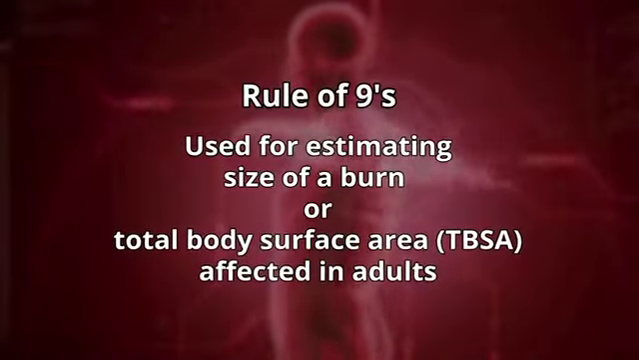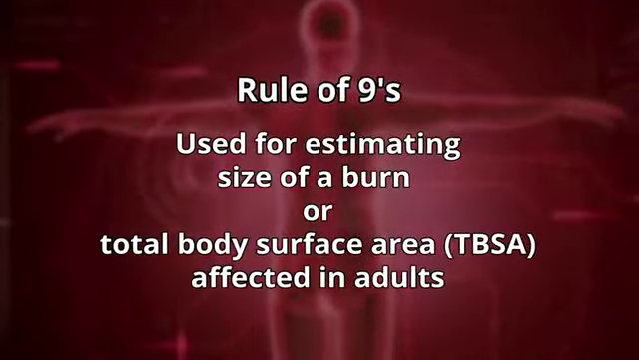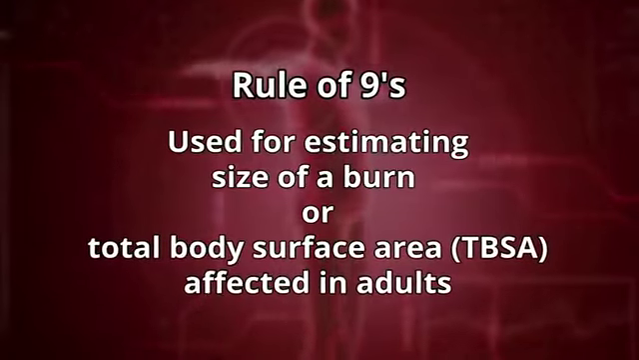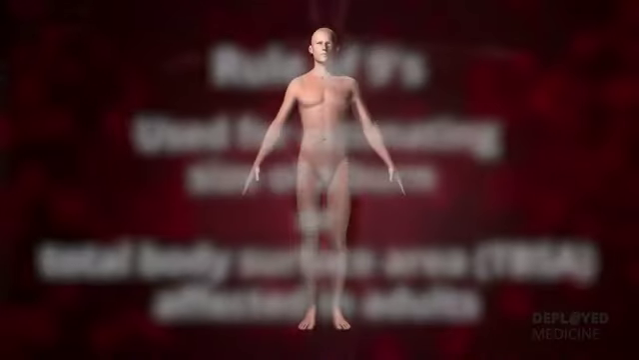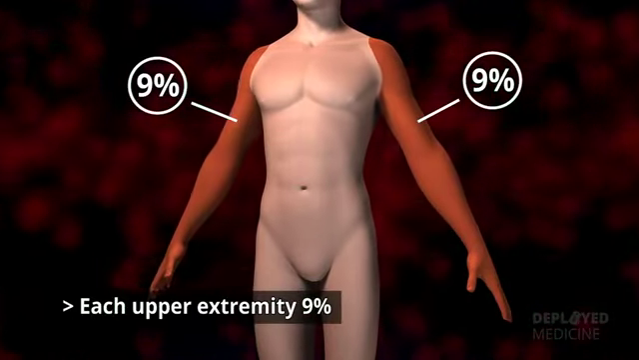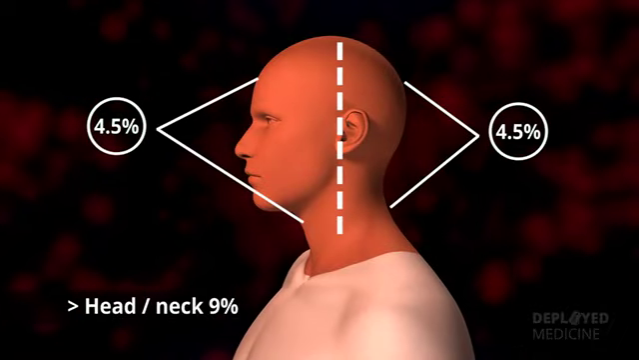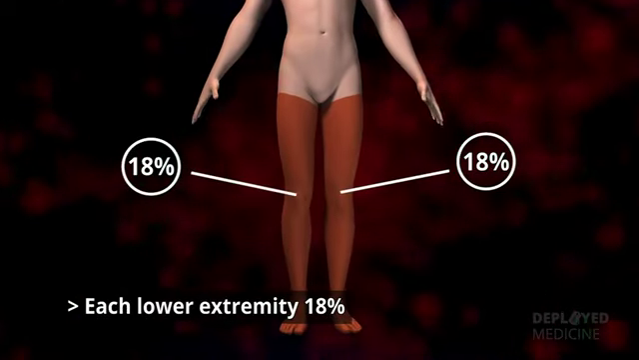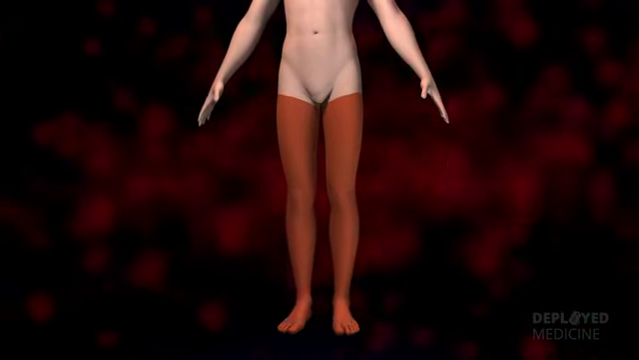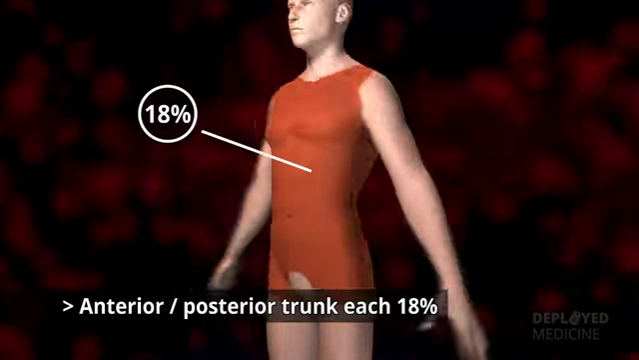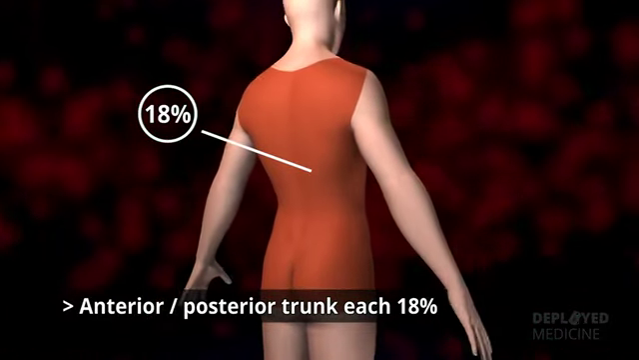The rule of nines is used for estimating the size of a burn or total body surface area affected in adults. Each upper extremity is 9%. The head and neck are 9%. The lower extremities are each 18%. And the anterior and posterior trunk are each 18%.